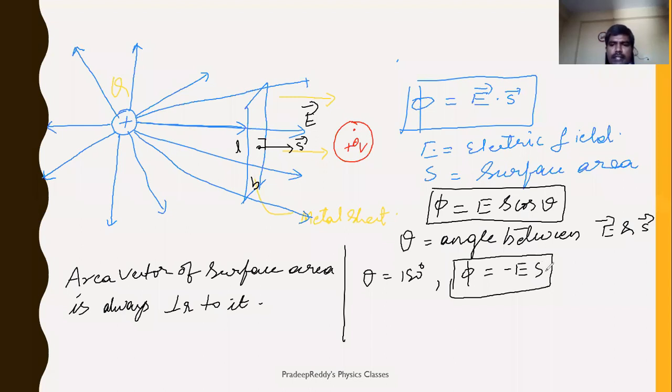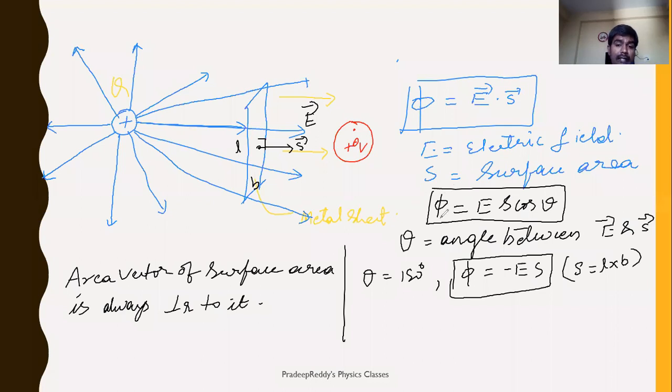You can substitute S is equal to length into breadth, so that you will be getting the electric flux through that particular surface. And remember, if the area vector is not in the same direction as E bar, whatever angle it is making, that angle you need to substitute here. Theta can be 30 degrees, 40, 50, any angle. The theta value will be substituted here so that you will be getting the electric flux.